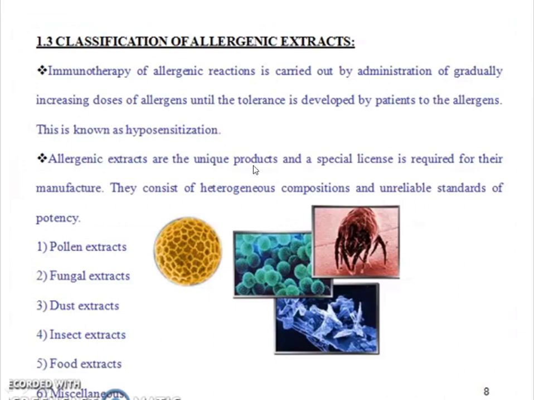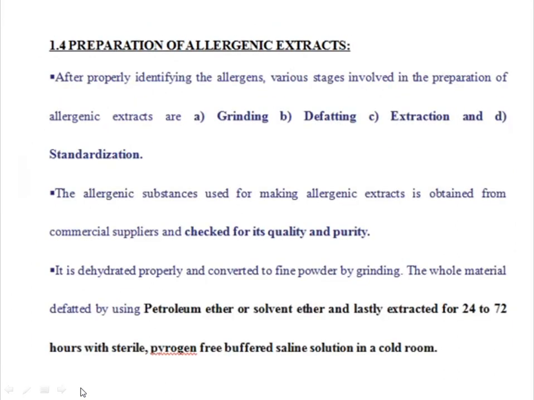Allergenic extracts are unique products. The method of preparation of allergenic extracts is unique and a special license is required for their manufacture. They consist of heterogeneous compositions and unreliable standards of potency. The different extracts prepared from the different sources are pollen extracts, fungal extracts, dust extract, insect extract, food extract and miscellaneous. Method of preparation of allergenic extracts.